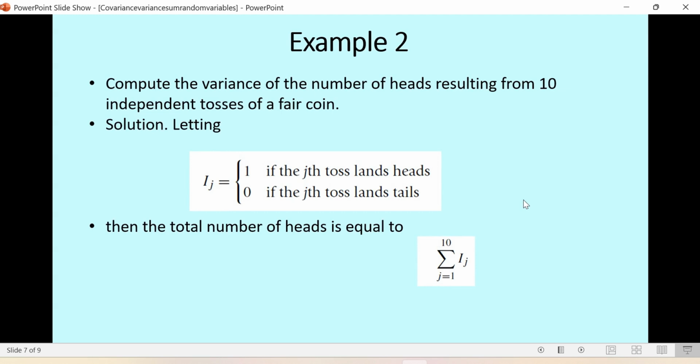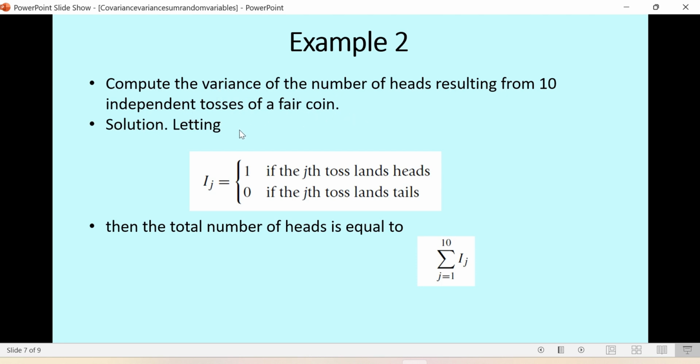The second example is for the random number Ij. If the j-th toss is heads, then we get 1. If the j-th toss is tails, then we get 0. So this is a binary trial, right? It is a binary 1 or 0, with the same probability of 50% each. Now the question is, we want to calculate the variance of the number of heads resulting from 10 independent tosses of a fair coin.